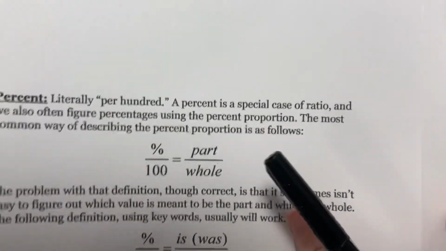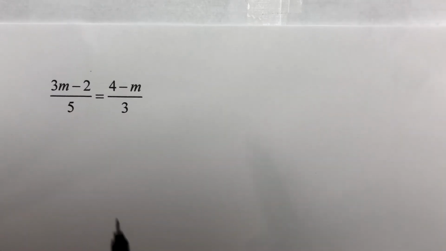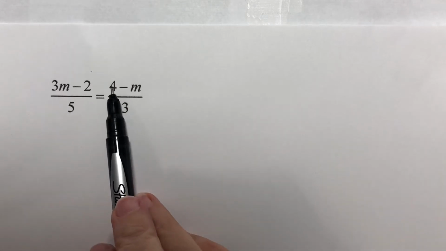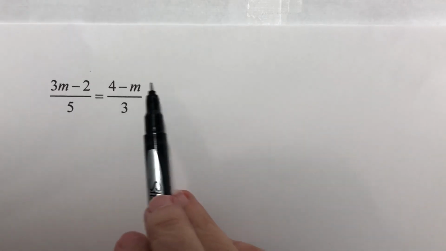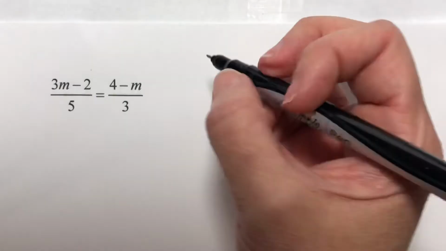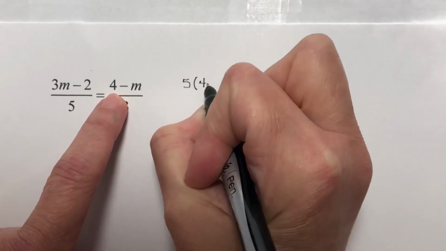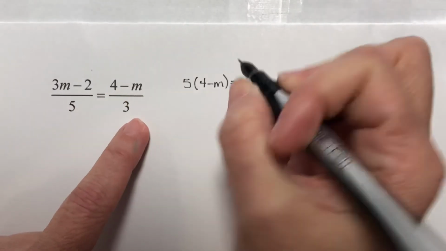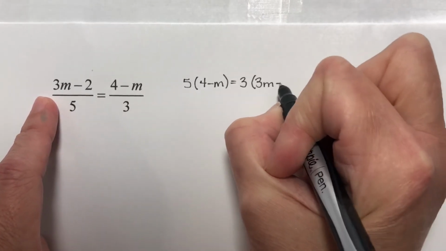Okay, let's try one more here. 3m minus 2 over 5 is equal to 4 minus m over 3. Again, we have complicated numerators, so we need to use parentheses when we cross multiply, and it does not matter what order you go in. 5 times 4 minus m equal to 3 times 3m minus 2.